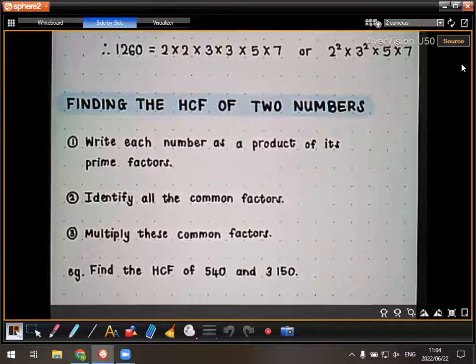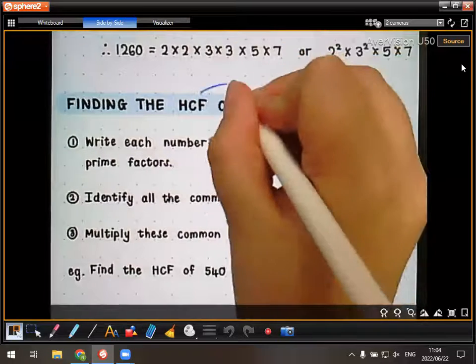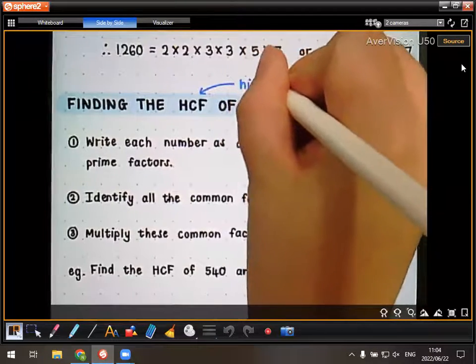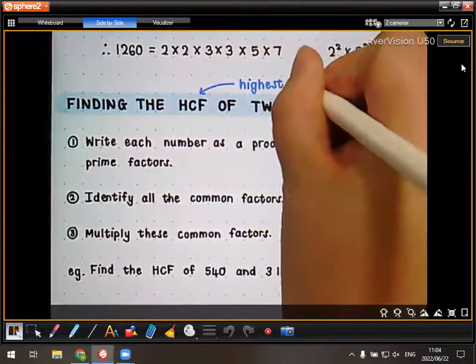What does HCF stand for, guys? Highest common factor. You can just add that there if you want. HCF is highest common.